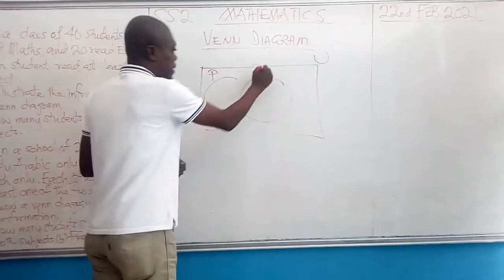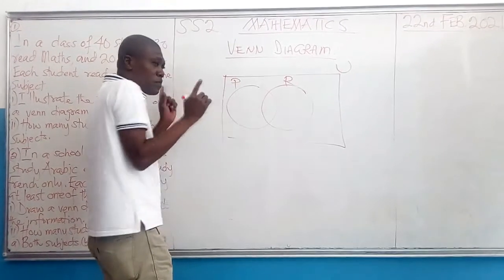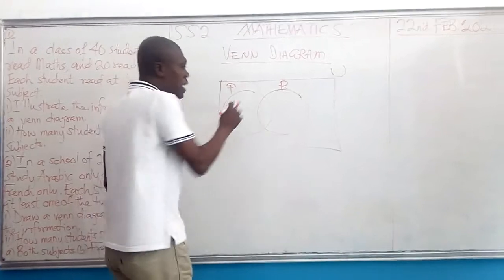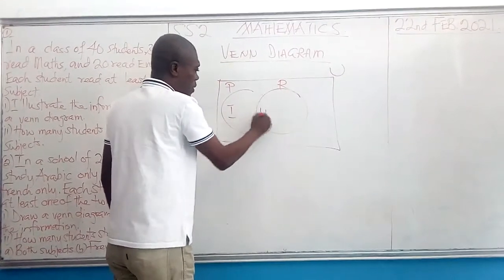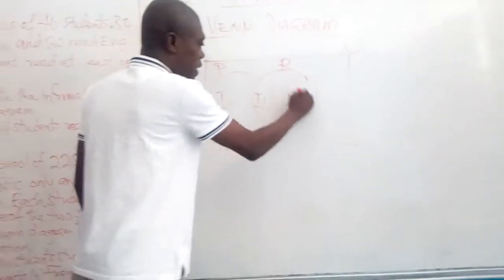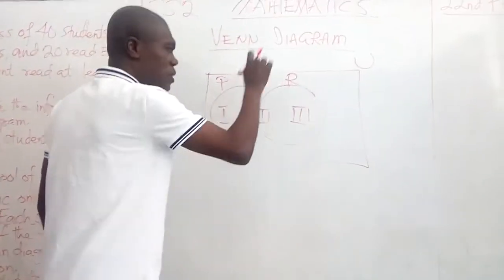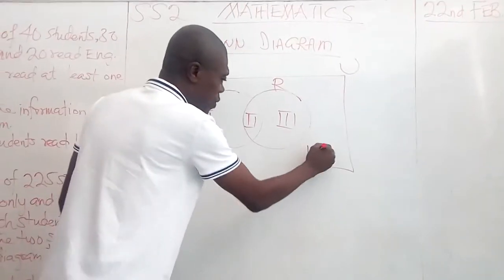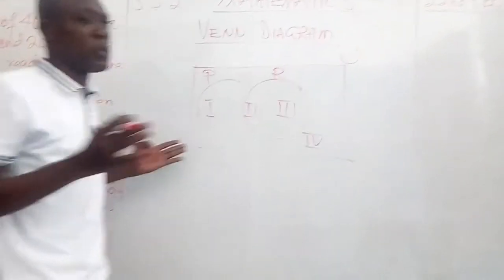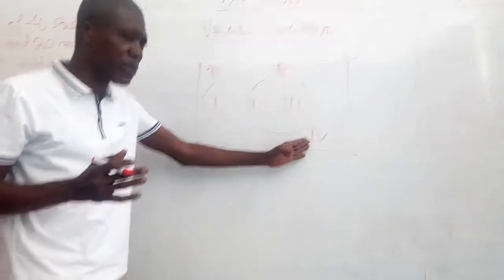So plantain, rice. Those who like plantain only will come here. That is region 1. Those who like plantain and rice will come in the second region. Those who like rice only will come in the third region. And those who do not like plantain or rice will come to the fourth region. So that is how the Venn diagram is supposed to be: the first region, the second region, the third region, and then the fourth region.